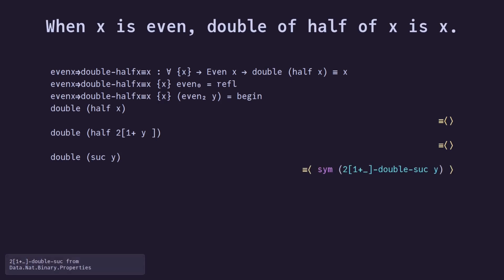Now, we have a lemma from the standard library, 2 times 1 plus underscore of double suc y. What it means is that for any x, double of suc of x is equal to 2 times 1 plus x. But we know that this is the same as x. So that's our proof for the first lemma.